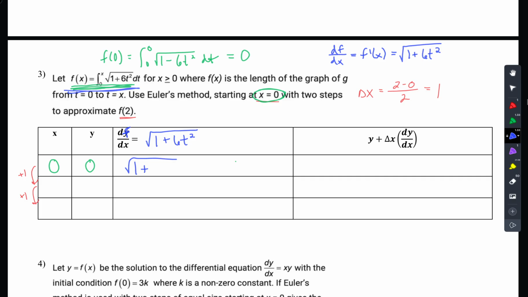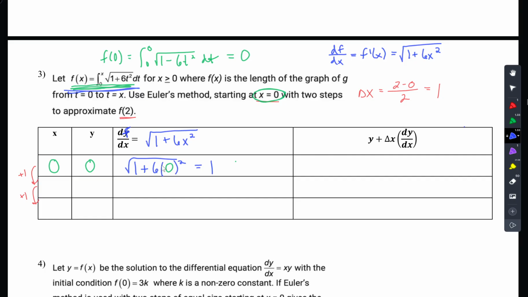Oh, hold the phone. I made a fatal flaw. This is supposed to be an X. I had to plug in the X and I rewrote T. That's embarrassing. Okay, fatal flaw. 6. Okay, now we can go.